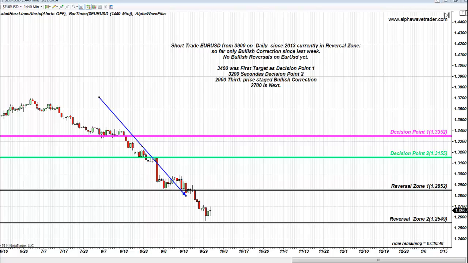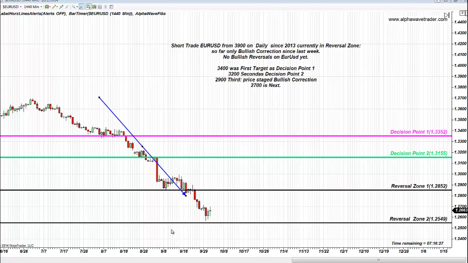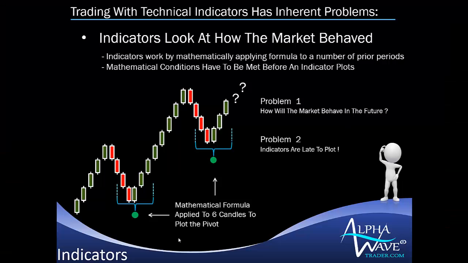So take a look on the last few days on S&P. This was our 12-point long from reversal zone spelled out by the price 3 days prior. S&P 1 hour, euro daily. I already had shown S&P daily because that was the level where we are taking long from. It's already been done. Six points today. Clear?